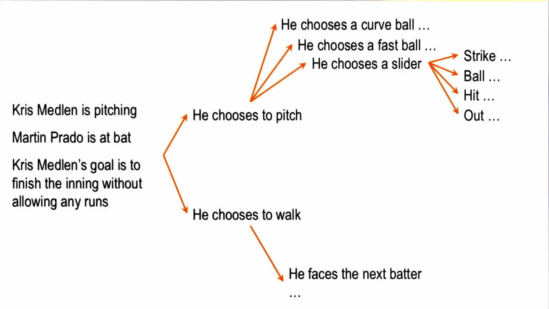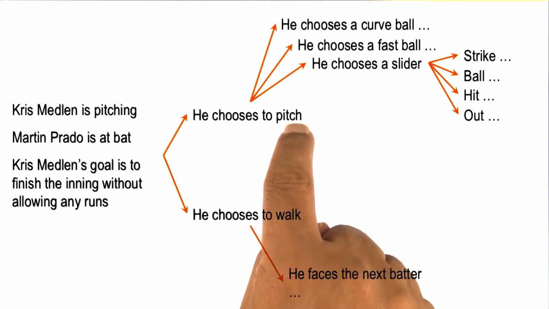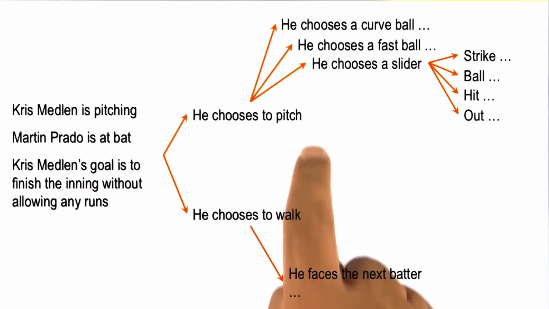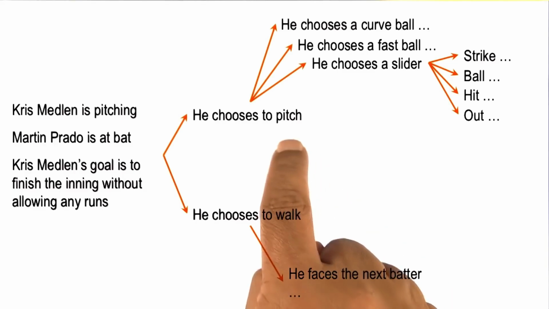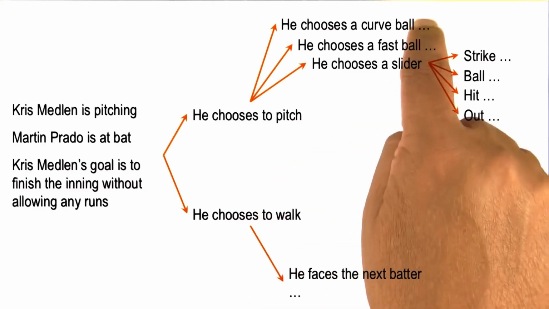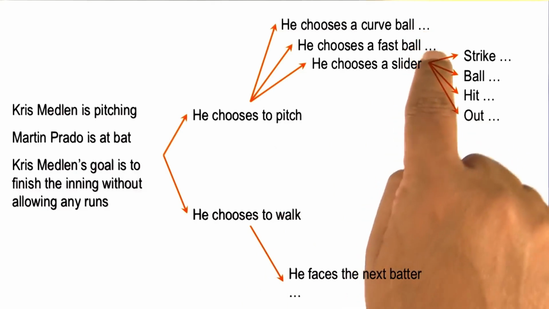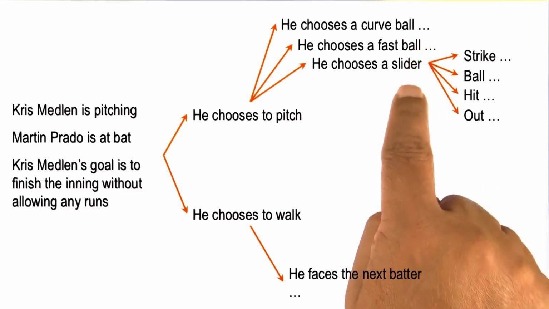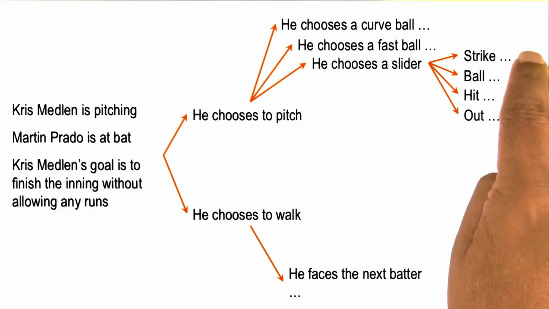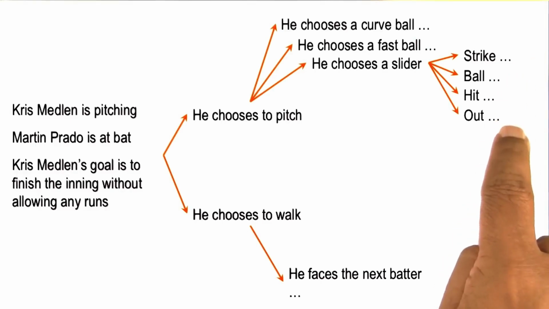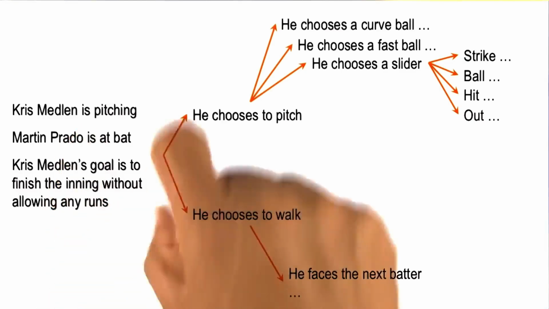We may conceptualize Medlin's decision-making like the following. Medlin may look at various choices that are available to him. He may throw a pitch, or he may choose to walk the batter. If he walks the batter, then there are additional possibilities that open up. He'll need to face the next batter. If he chooses to pitch, then he'll have to decide what kind of ball to throw, a slider, a fastball, or a curveball. If he throws a slider, then a next set of possibilities opens up. There might be a strike, or a ball, or a hit, or he may just strike the batter out. Thus, Medlin is setting up a state space.